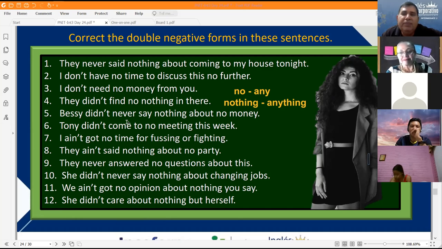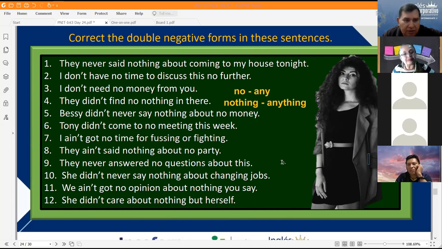Other people transform never to ever, eliminating not. Bessie didn't ever say anything about any money, but I prefer to eliminate never altogether. So Bessie didn't say anything about any money. That would be the suggestion. Okay, so we ain't got no opinion. We don't have any opinion about anything you say. We keep quiet about it.